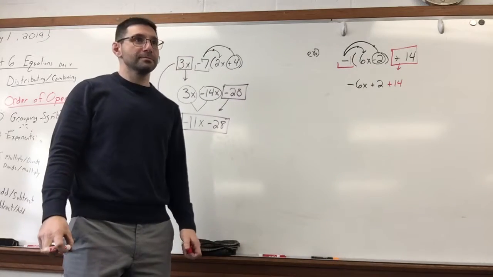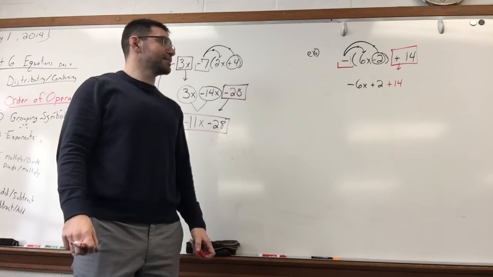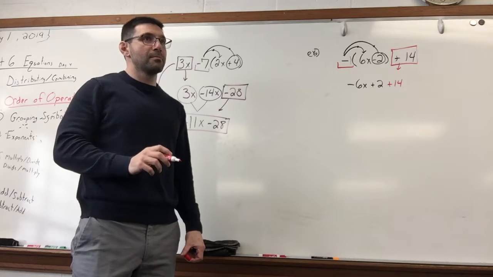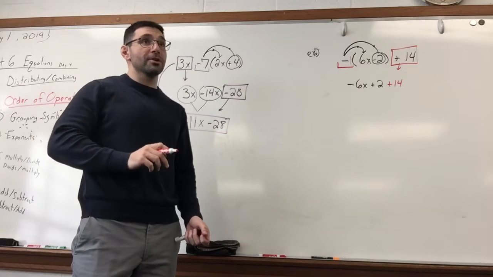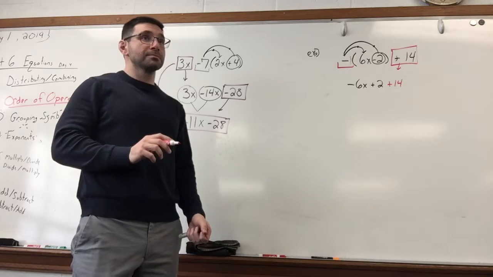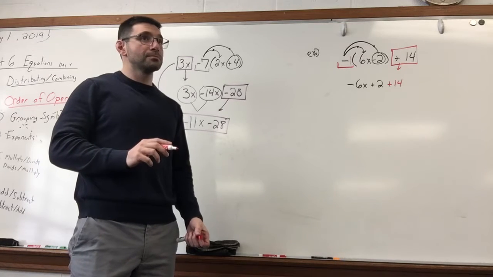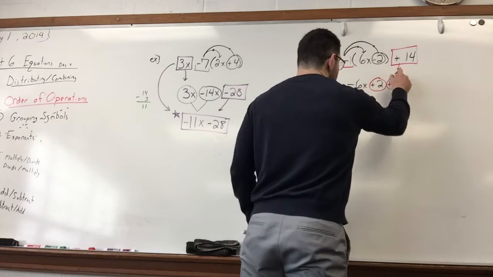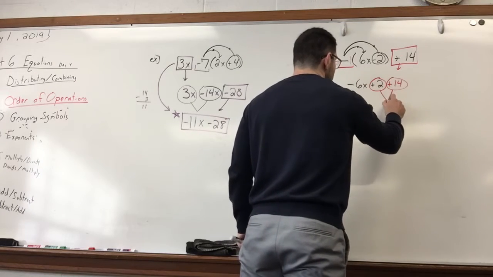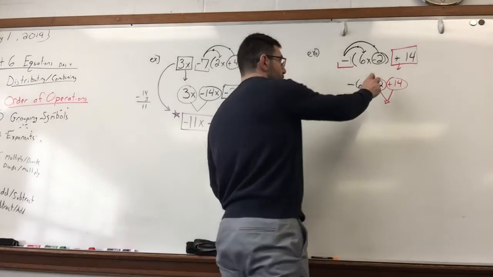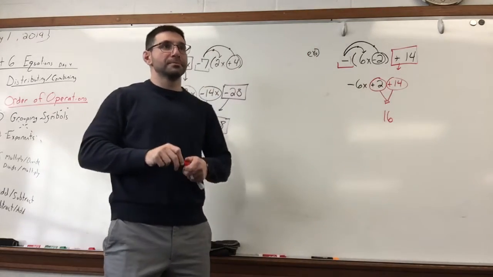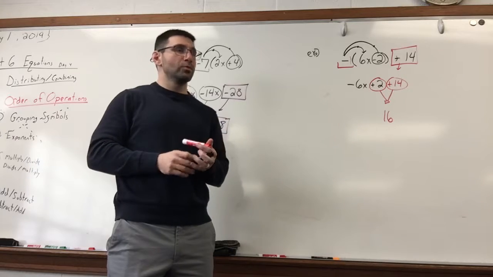So we're there. Okay, Nevaeh, now what? Now you have to find the like terms. Okay, so like terms, go ahead. Positive 2 and positive 14. Those are constants. So 2 plus 14 is 16. Am I done? What else do I need to do?